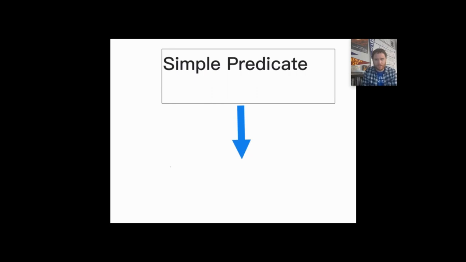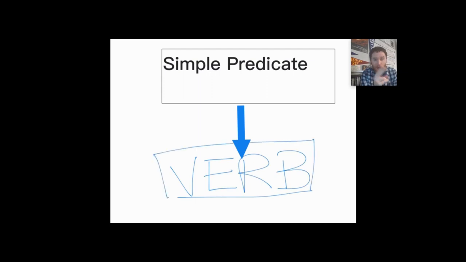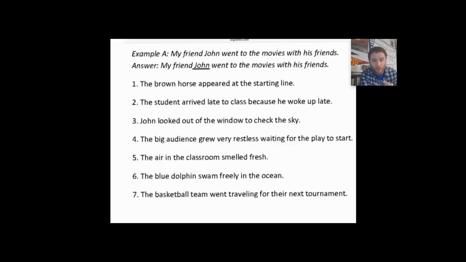So let's review this. The simple predicate is a verb. The most common verb in the English language is, or are, was or were. Those are the most common verbs in the English language. They're states of being. Let's look at these.